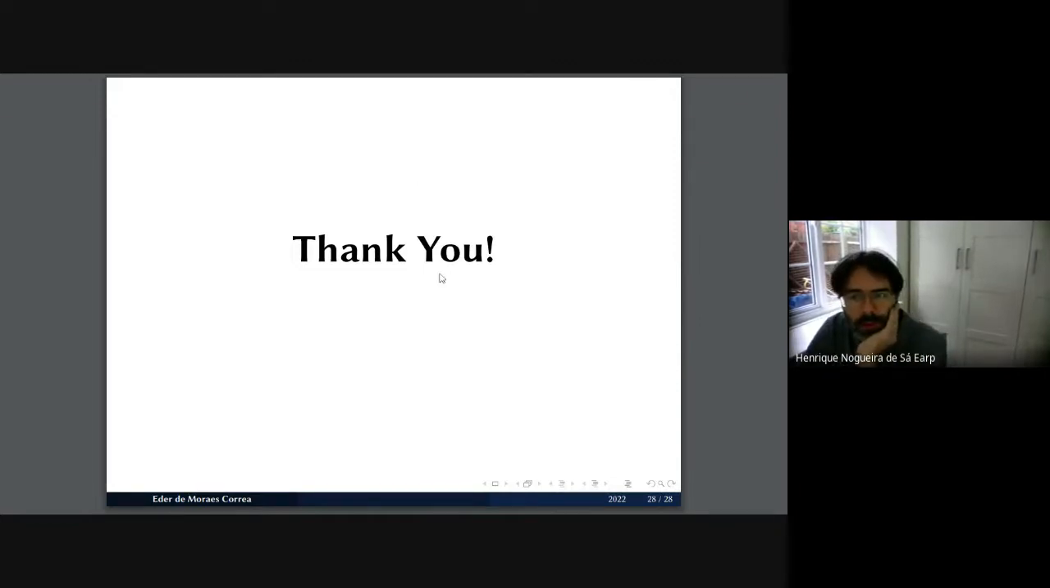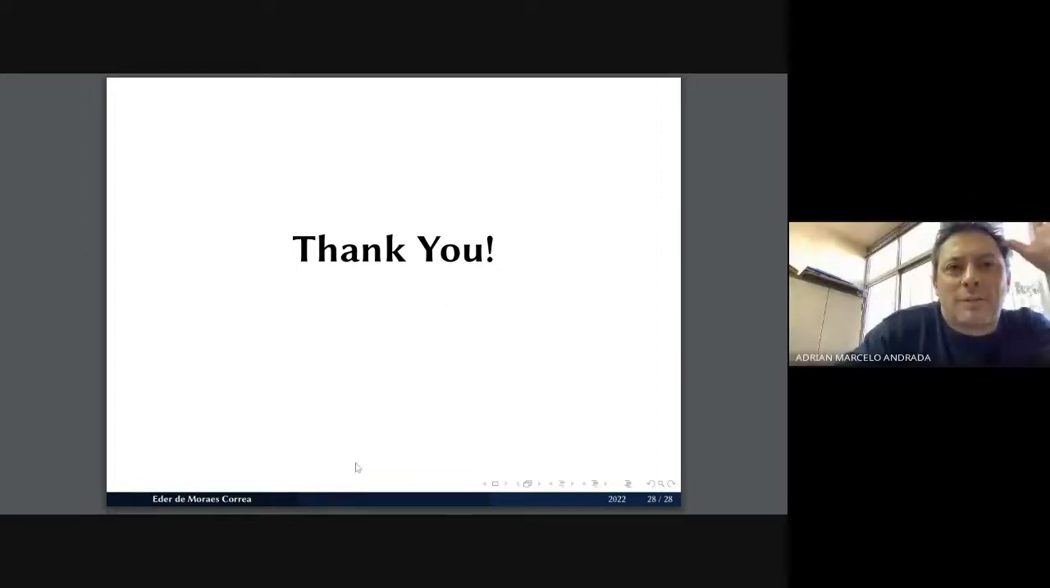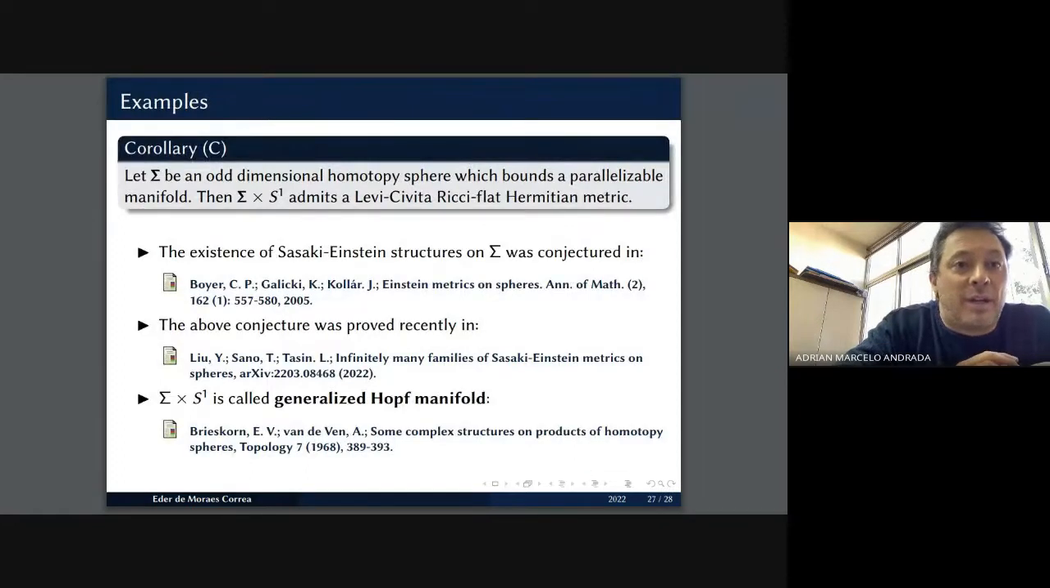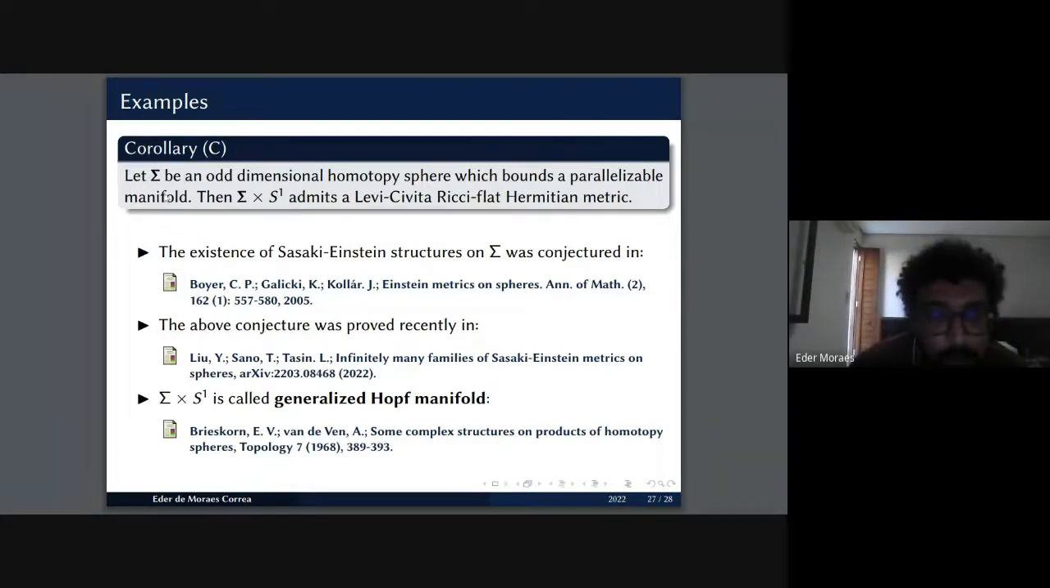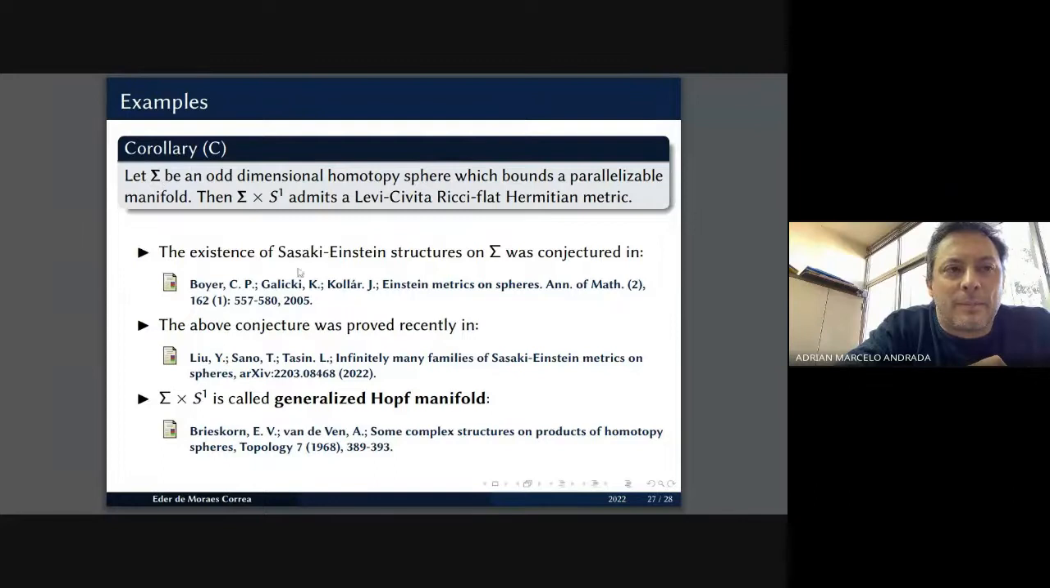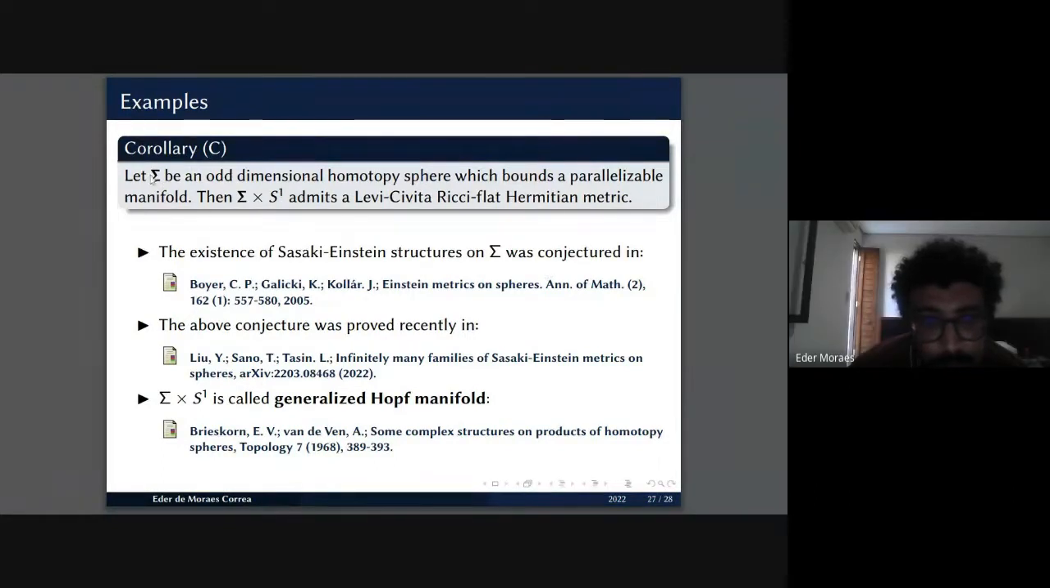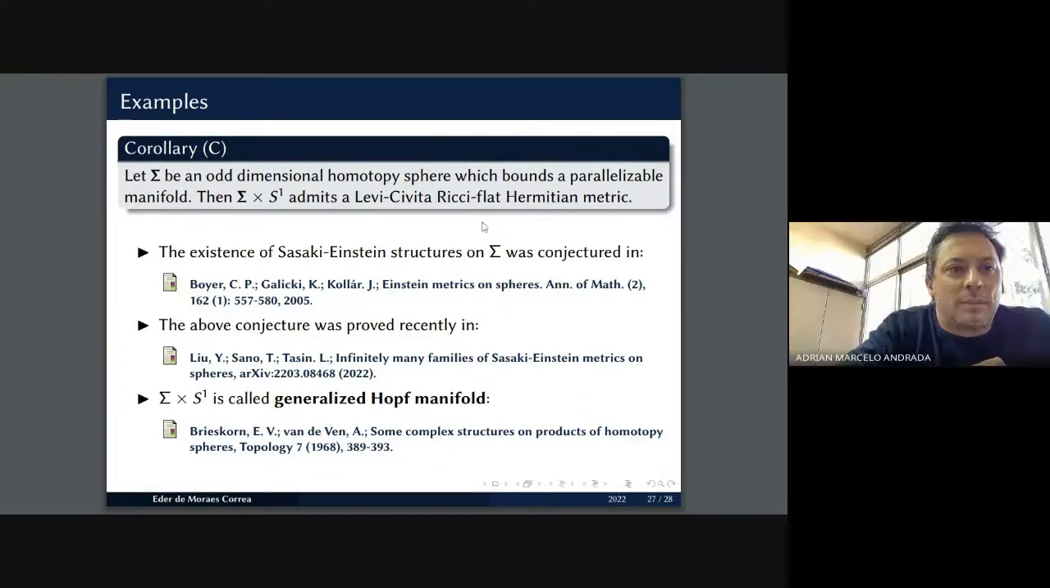Yes. I would like to ask something that is maybe a little stupid, but the Hopf manifolds, the usual one, S1 times the sphere, they are Hermitian Weyl-Einstein. Yes. Because the exotic sphere is a Sasaki-Einstein manifold. Right? Okay. You can use that. Yeah.